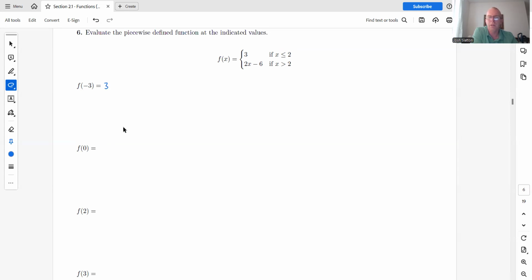F of 0, 0 is less than 2. So f of 0 is going to be 3. F of 2, 2 is less than or equal to 2. It's equal to 2. So we're going to be in this top part. So f of 2 is also going to be 3. F of 3, 3 is greater than 2. So it's going to be 2 times 3 minus 6, which of course is going to be 6 minus 6, which is 0.